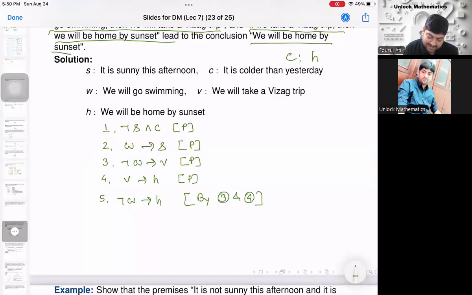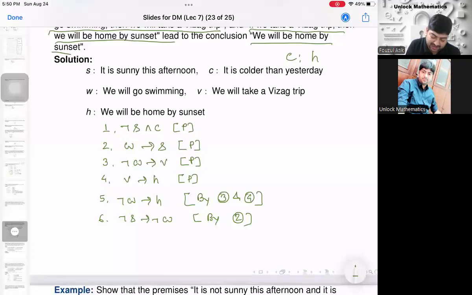Now I have number 2. If I apply its contrapositive, because a conditional statement is equivalent to its contrapositive, what will I get? I'll get not S imply not W. How do I get it? By number 2, the contrapositive of 2.